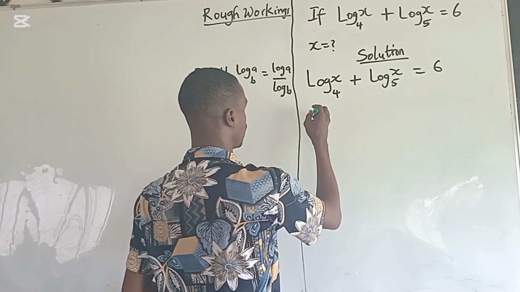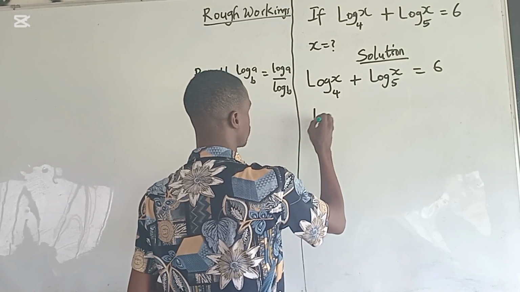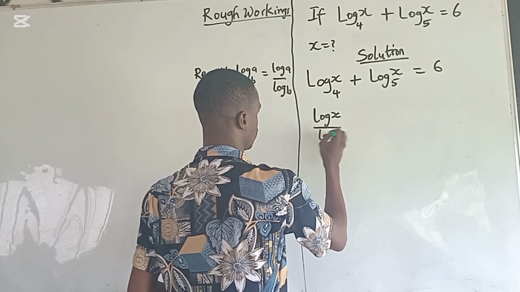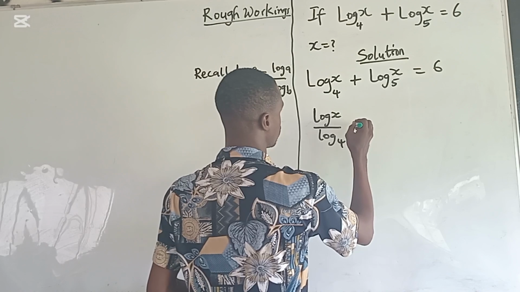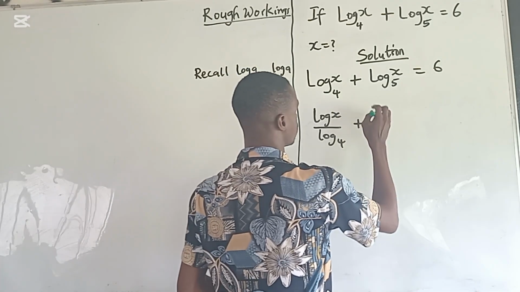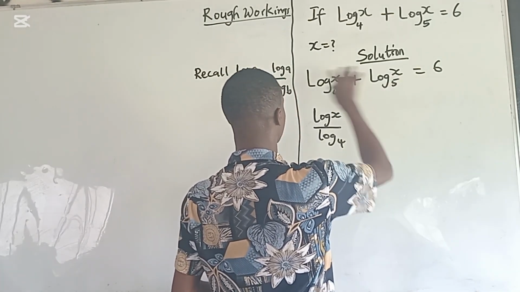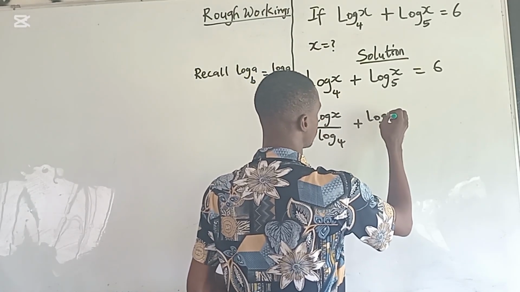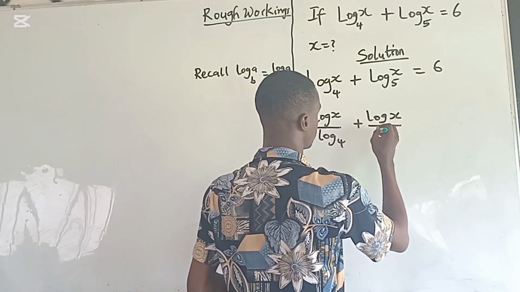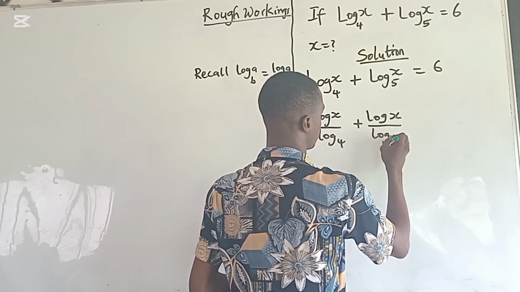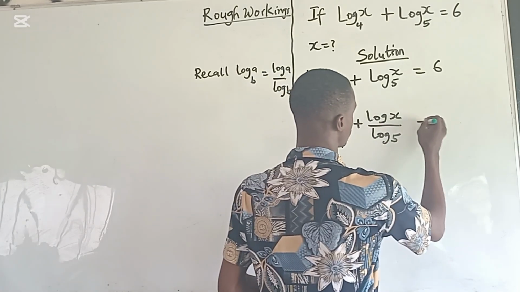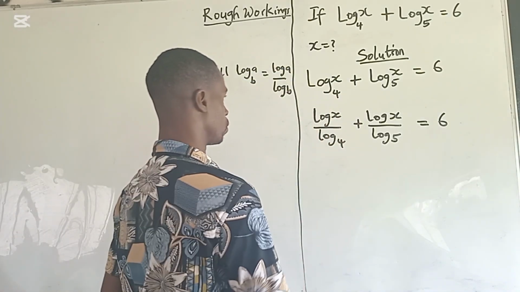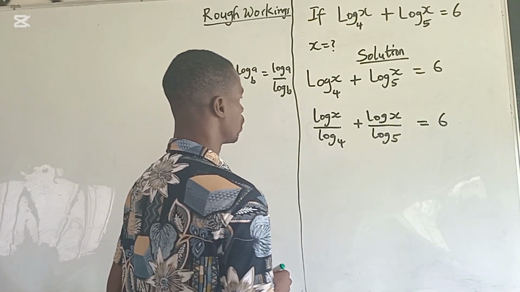So now let's solve for that. Then we have log x over log 4, plus this one, the same thing. Our x will be A, then our 5 will be B. So we have log x over log 5, which is equal to 6. So that's what we get now.